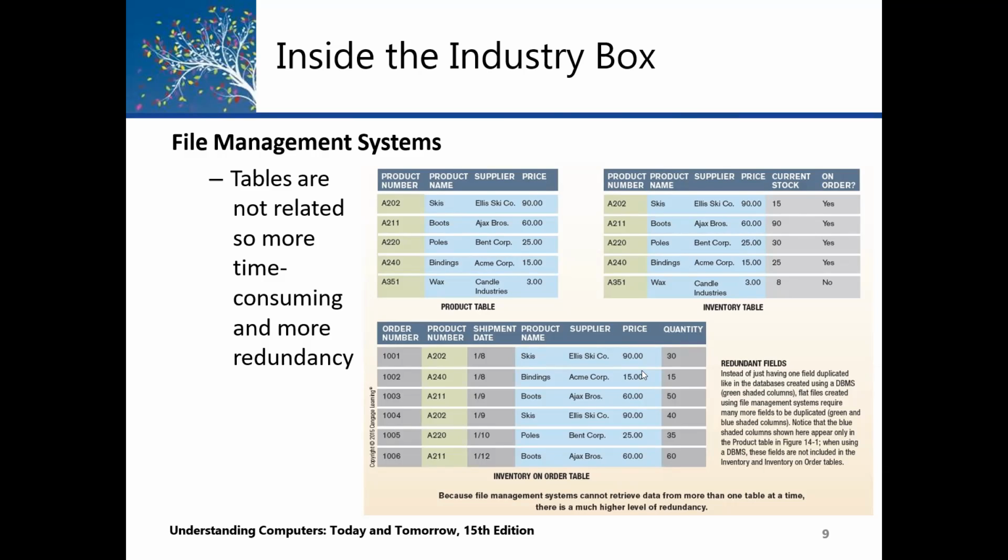Another thing is we can't retrieve data, because file management systems cannot retrieve data from more than one table at a time. There is a much higher level of redundancy. So data retrieving is very much important. In a particular table, we can't store so many types of columns. We can't store 100 types of columns. So we are going to segregate these columns as tables. Based on our requirement, we are going to fetch the data from these tables.